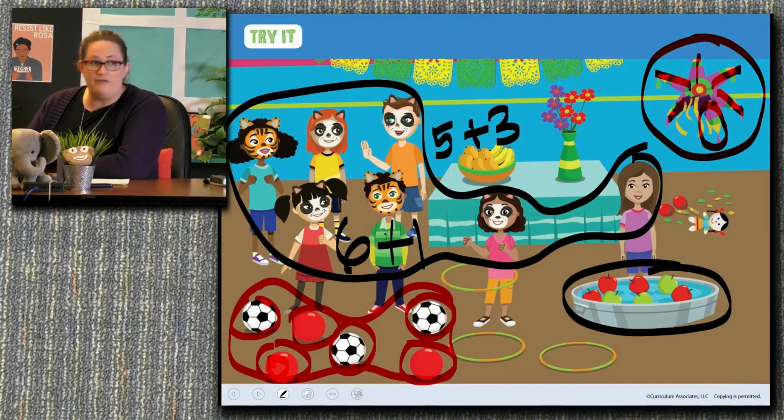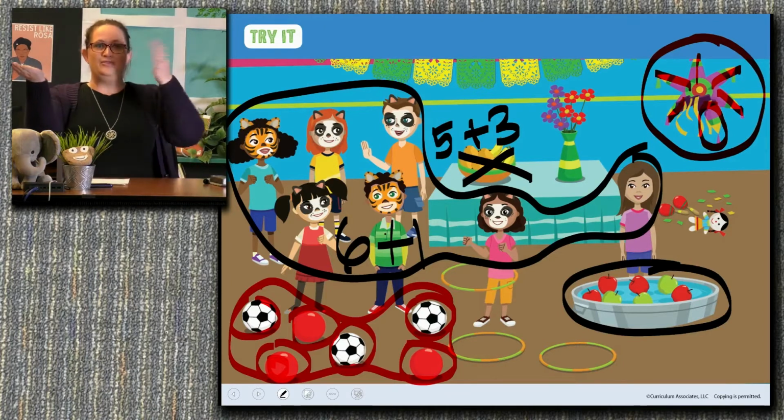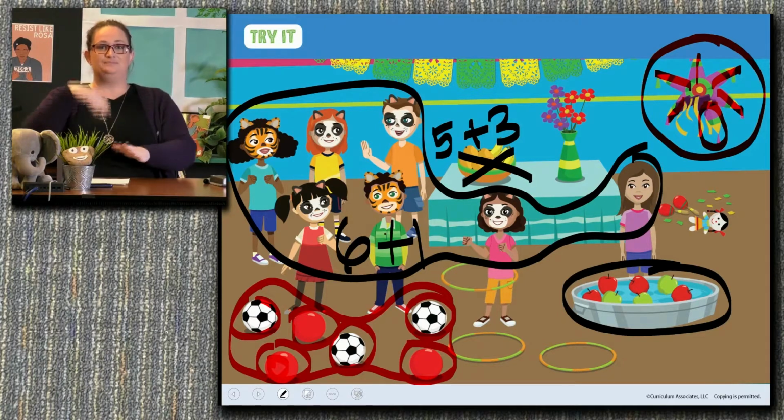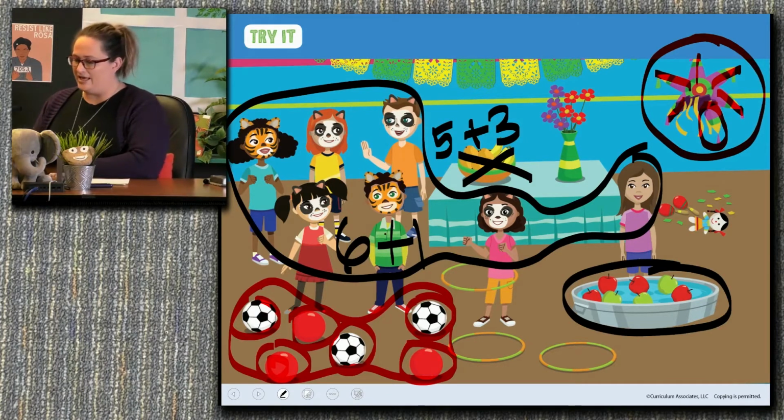We're going to cross off the 8. We found a group of 8. 5 and 3 makes 8. You do it. Very good. Okay. Now can we find a group of 9?